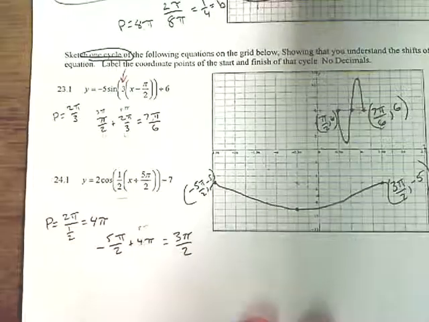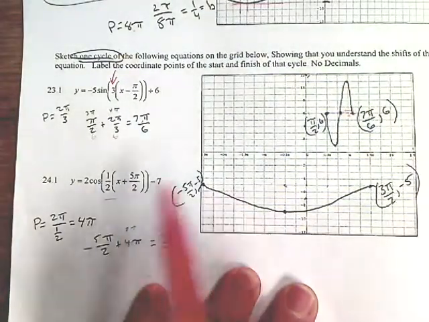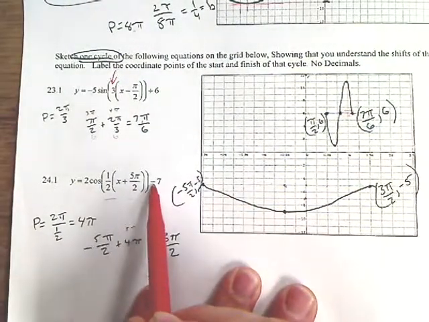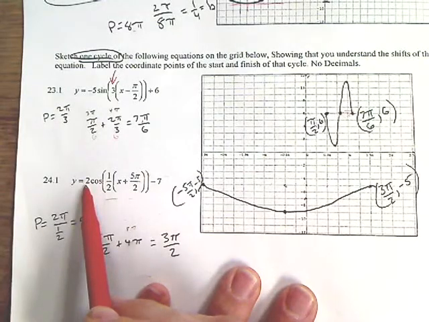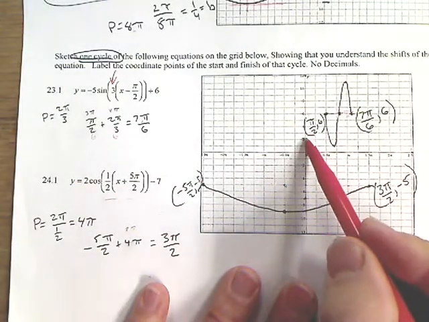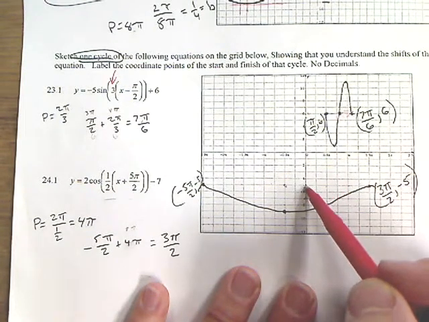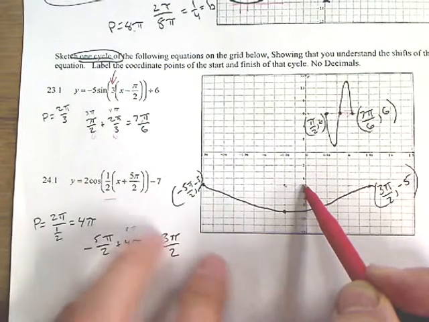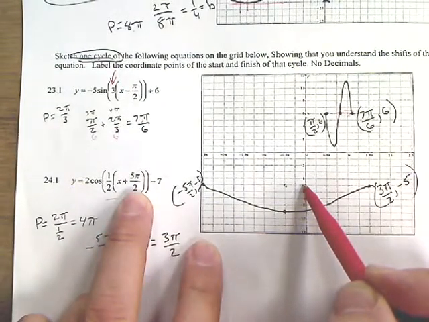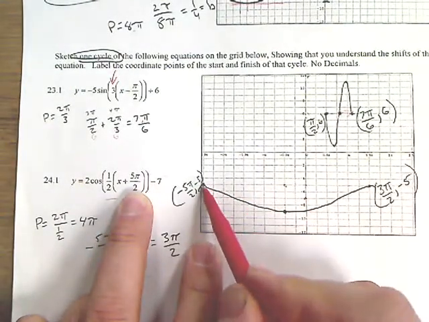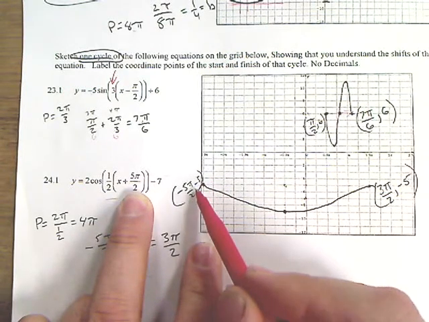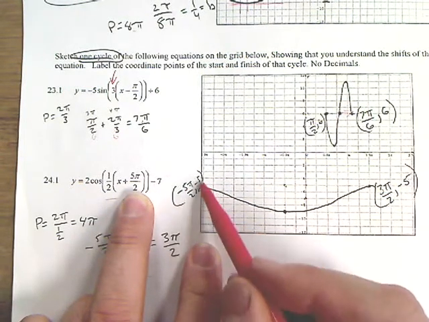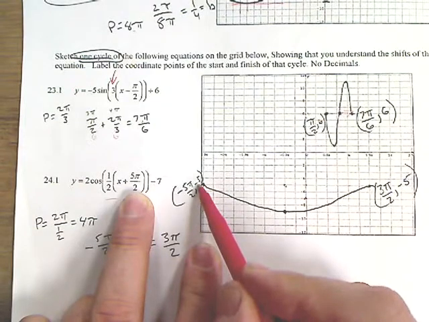Cosine is a little more difficult for many people. So if my amplitude is at 2, it starts at 2, and then I subtract 7. Subtract 7, I get down here to -5. Then I need to go back to 5 pi over 2, all the way over here, put a dot, label it. So -5 pi over 2, -5.